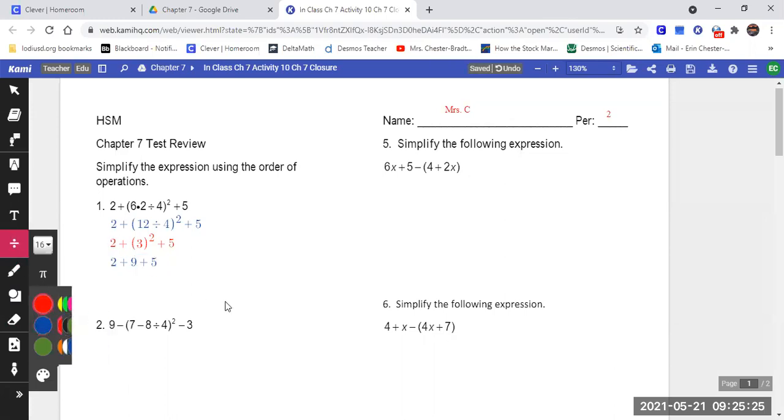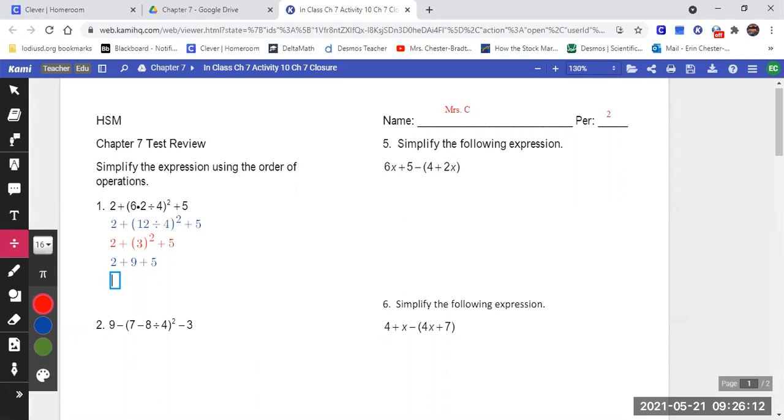So do we have any more exponents? Anything else with an exponent on it? No. So now we go on to the next piece. Do we have any multiplying or dividing? Because we did the P, parentheses, we did the E, exponent. Now we're doing the multiply or divide as we read it. Do we have any multiplying or dividing left to do?